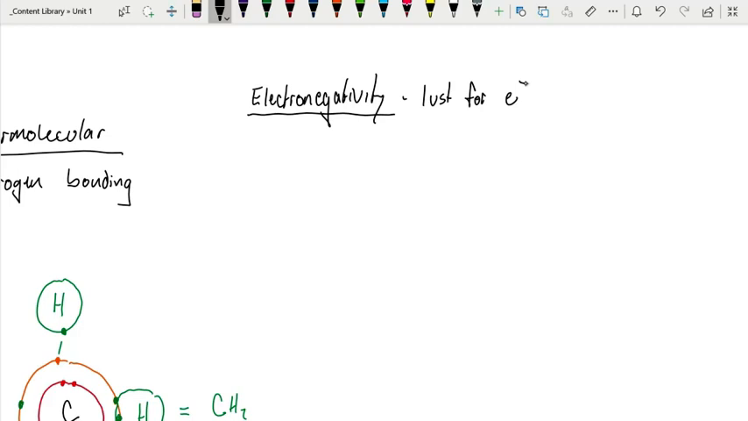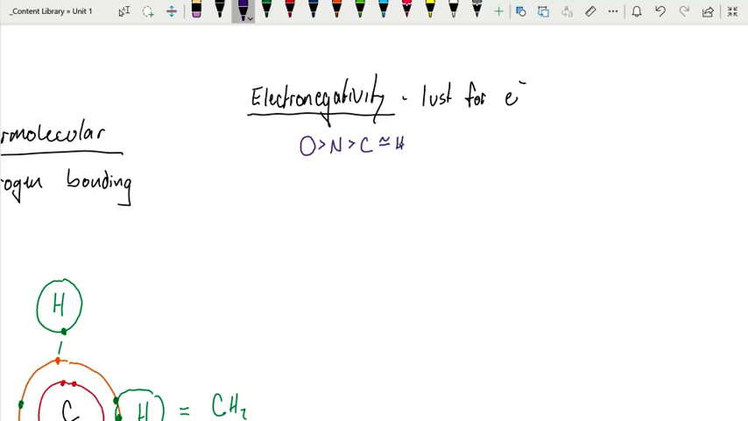Sodium is a very electropositive element. For us, this is going to be easy. We're going to simplify this rule for the things that we care about in this class, and we're going to say oxygen is more electronegative than nitrogen, which is more electronegative than carbon, which is about the same as hydrogen.